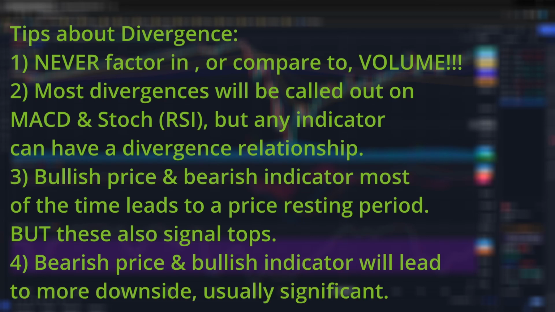A bearish price and a bullish indicator will lead to more downside, usually pretty significant. So when I combine 3 and 4 and see them back to back, a bullish price and bearish indicator divergence, and then some time thereafter a bearish price and bullish indicator divergence, that's when I typically start to get more cautious on the market and look for more significant downside. We will look at an example of that in the early 2022 time period.